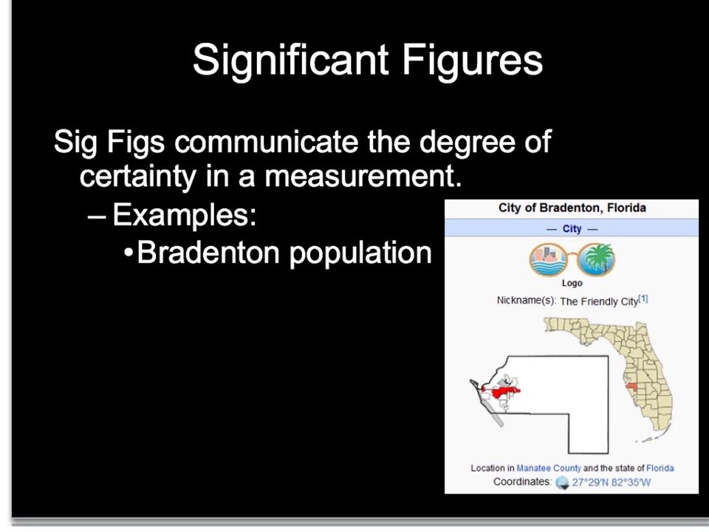I'll give you a few examples to look at here. The first example I like to talk about is the population of Bradenton. It's always kind of fun to me because you get a pretty wide range of answers when you ask people, what is the population of Bradenton?